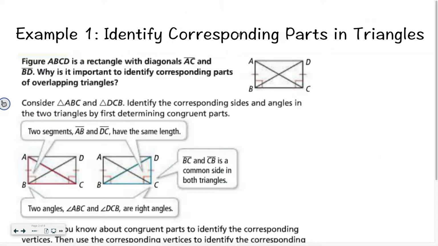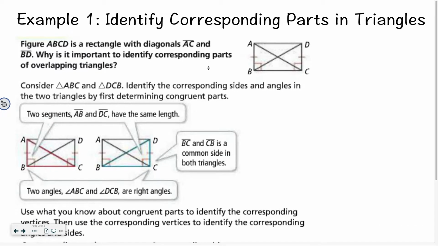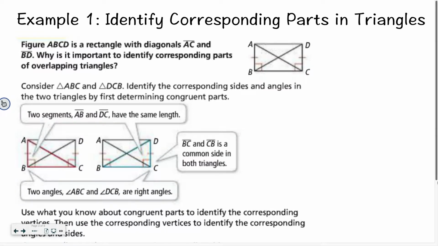We have identify corresponding parts in triangles. So if we have figure ABCD, which is a rectangle with diagonals segment AC and segment BD. If you look at the picture over on the right here, we want to know why it is important to be able to identify corresponding parts in overlapping triangles.